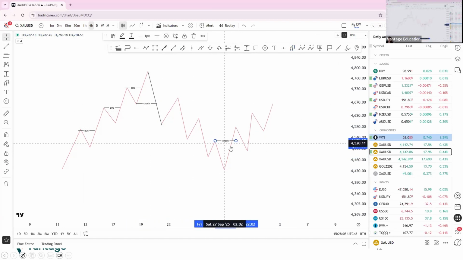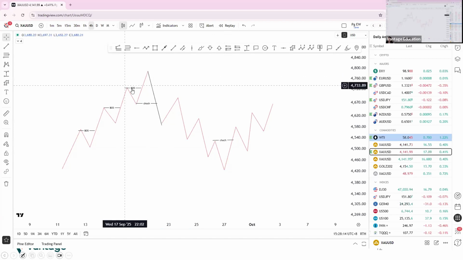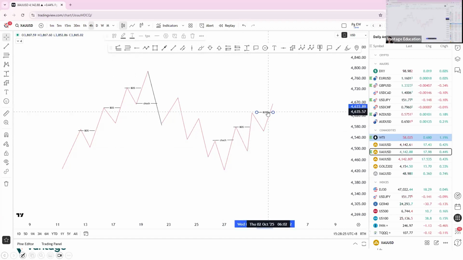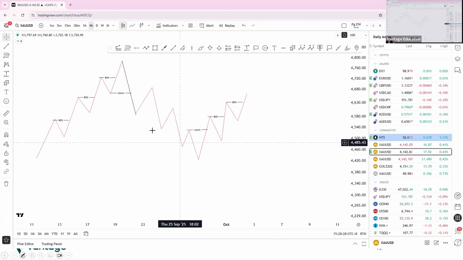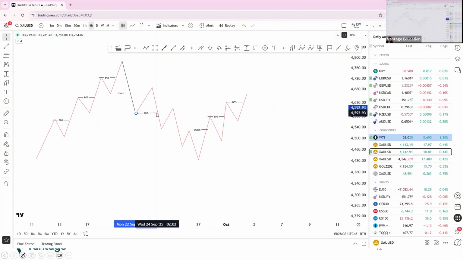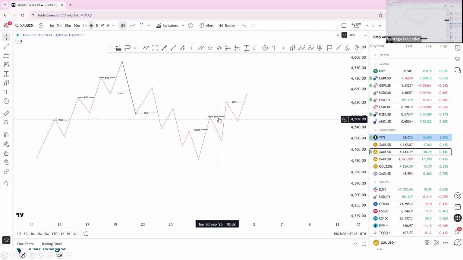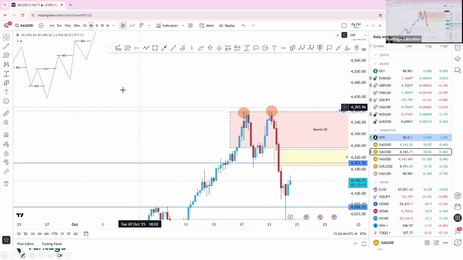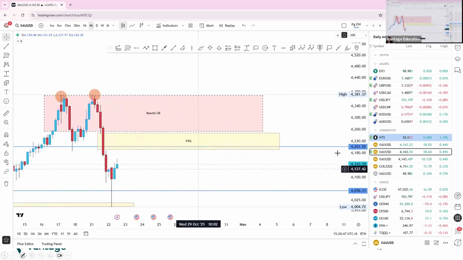Change of character is here because they break the previous lower high, and after that they create the break of structure, BOS, right? Another BOS, and so on and so on. Whenever they break, this is also your break of structure here. Break of structure here. Break of structure here. Okay, right here.